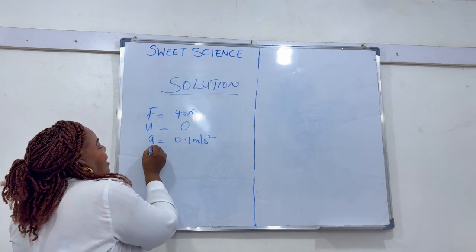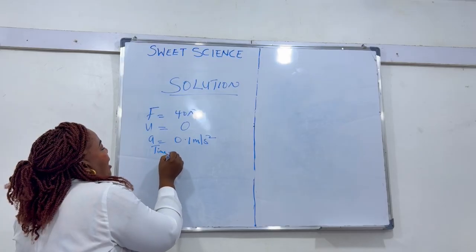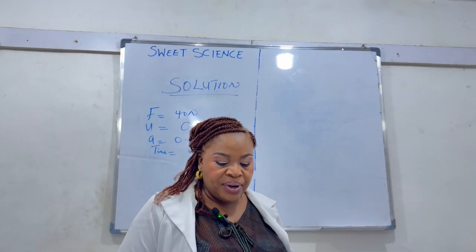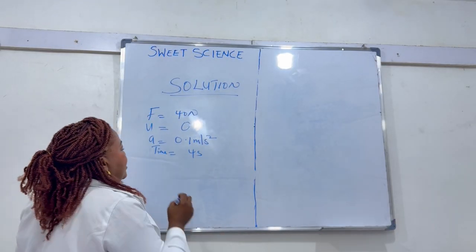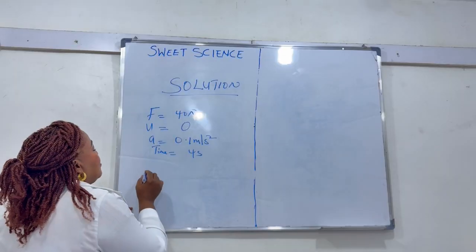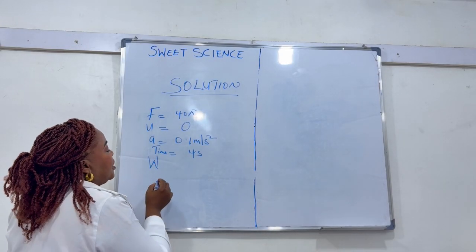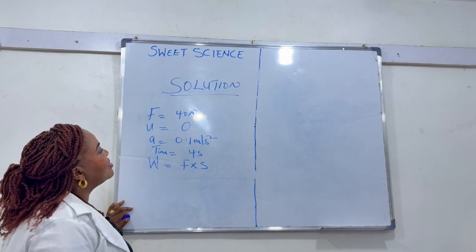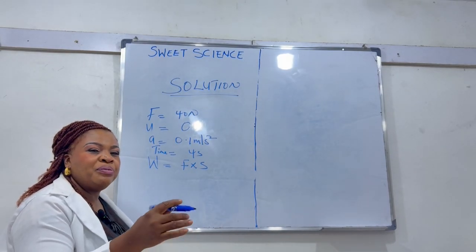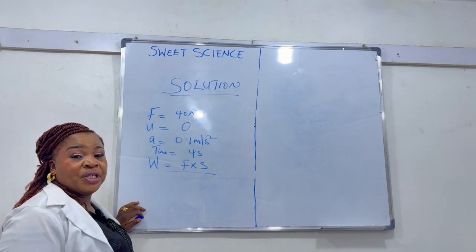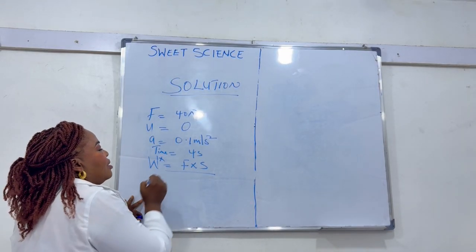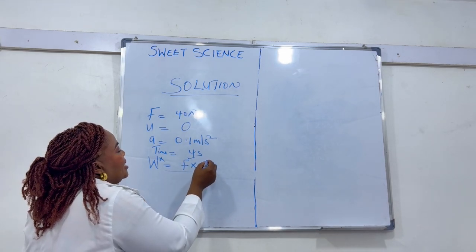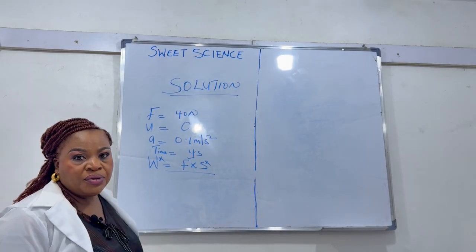We have that our time is 4 seconds. Now the question is calculate the work done by the force, and you always state the equation. Work done is force times distance. Remember we said always work from known to unknown. In this equation now, work done is unknown, force is known, and then distance is unknown. How do we do it?